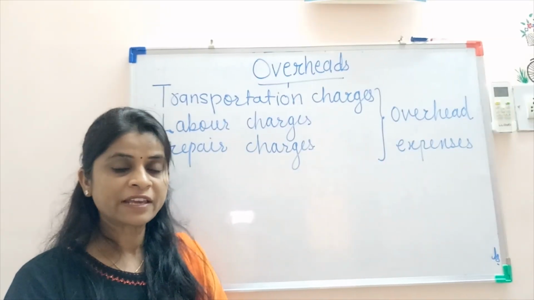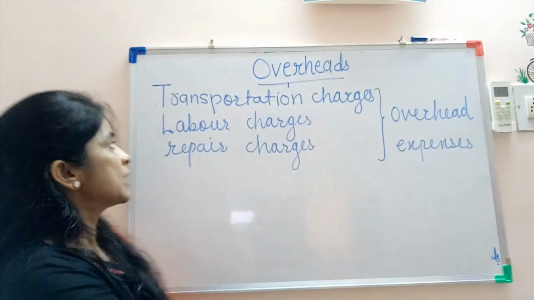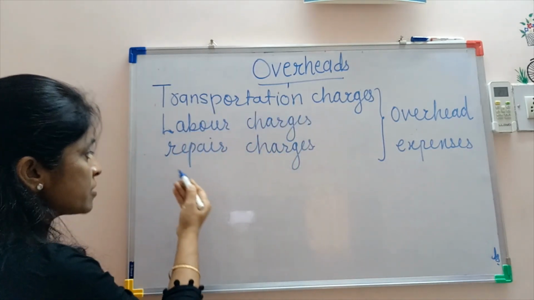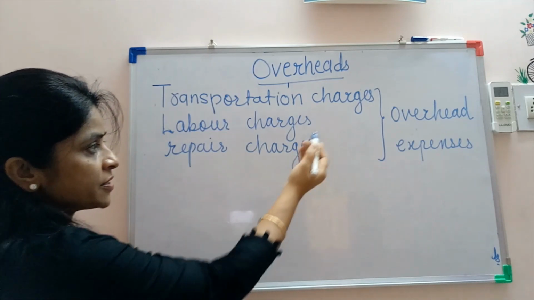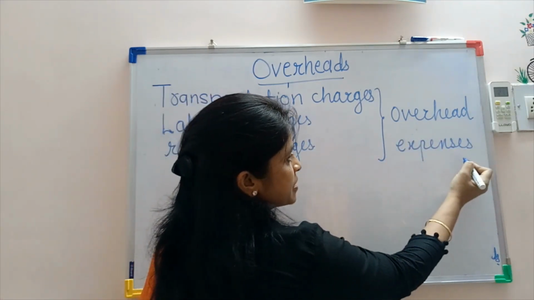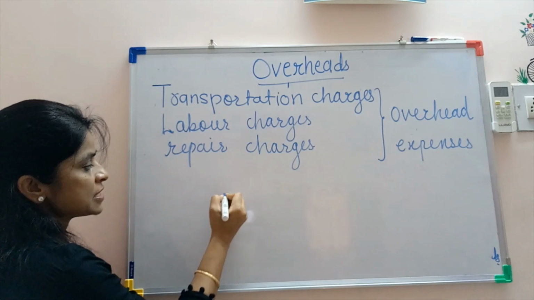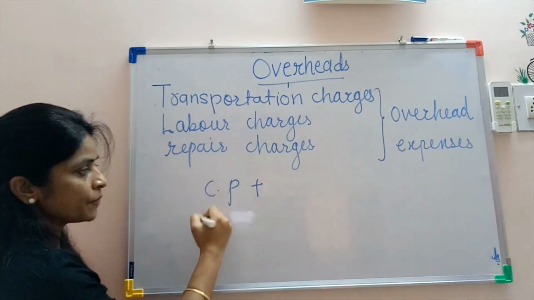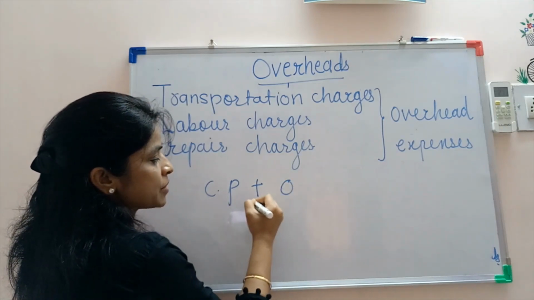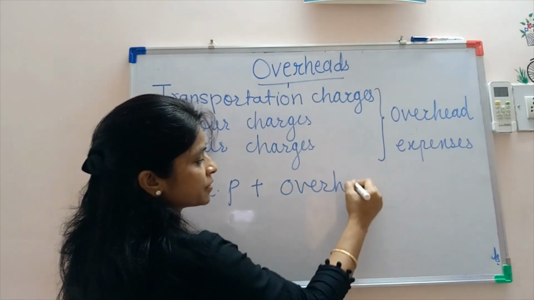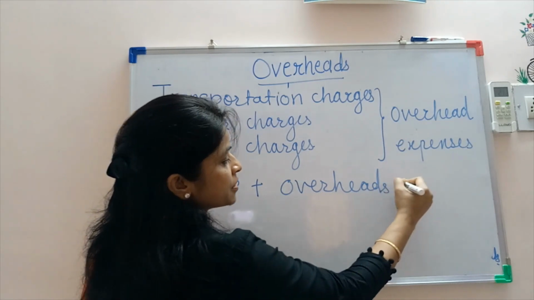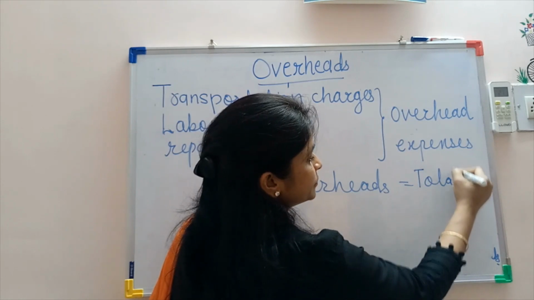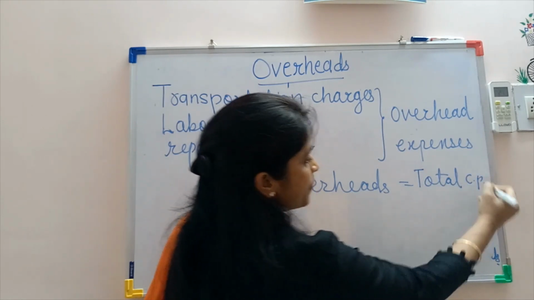So, from the given examples, we come to know that transportation charges and labor charges or repair charges are nothing but the overhead expenses. And these overhead expenses are always added to the cost price. So, cost price plus overhead charges is equal to total cost price.